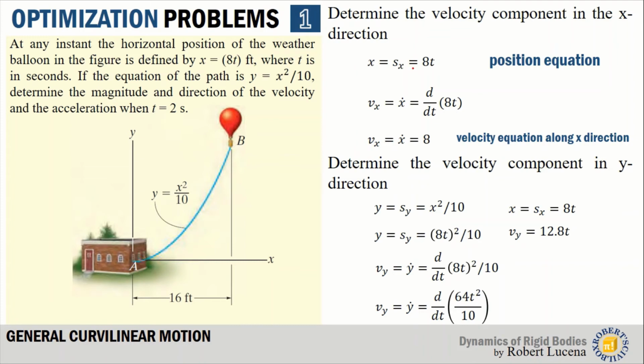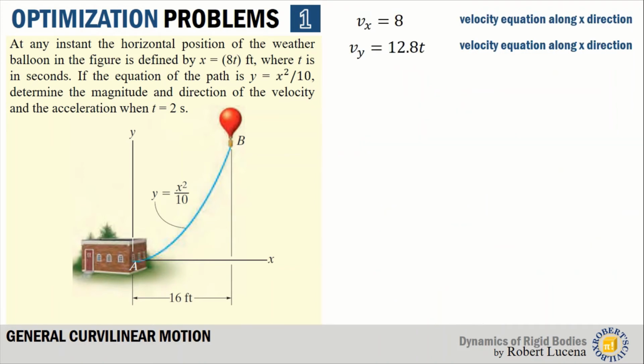So now we have vx, or velocity about x, is 8 and velocity about y is 12.8t. I'm writing them up, or summing them up here. Okay, so we write them up. We have vx and vy. We don't have vz because we are analyzing a two-dimensional axis only.